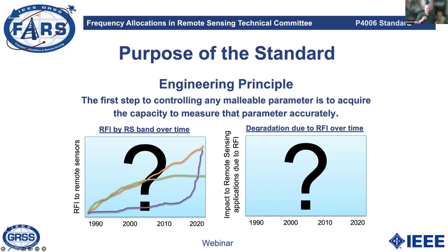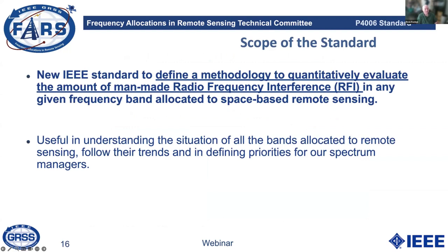So we're going to dig into this RFI to remote sensors and the impact to remote sensing and applications due to RFI, and basically design a standard that will, if adhered to, make our passive and active sensors more robust and more resilient for this increased use of spectrum in and around the passive bands and the active sensing bands as appropriate. So what is the scope of this standard?